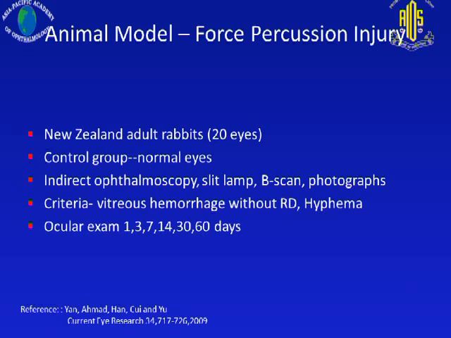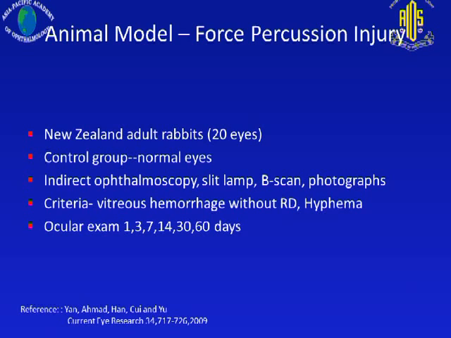Well, how do we study vitreous hemorrhage? There has not been a good animal model to study vitreous hemorrhage, especially from trauma. So Yan, Ahmed, and Han in Current Eye Research published an article in which they used force percussion injury amongst New Zealand rabbits.